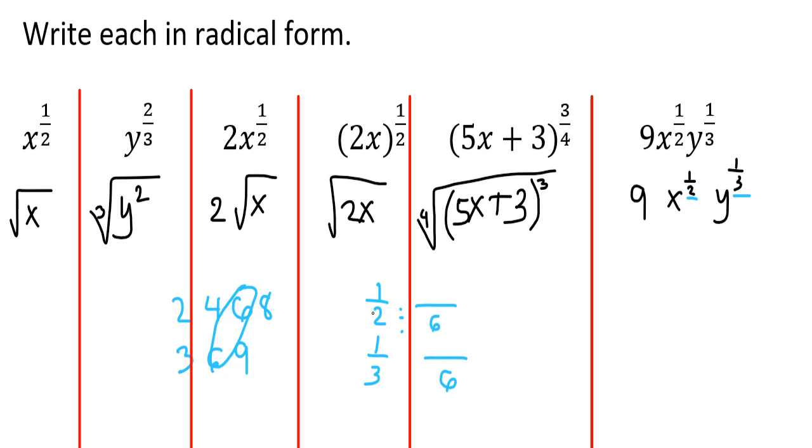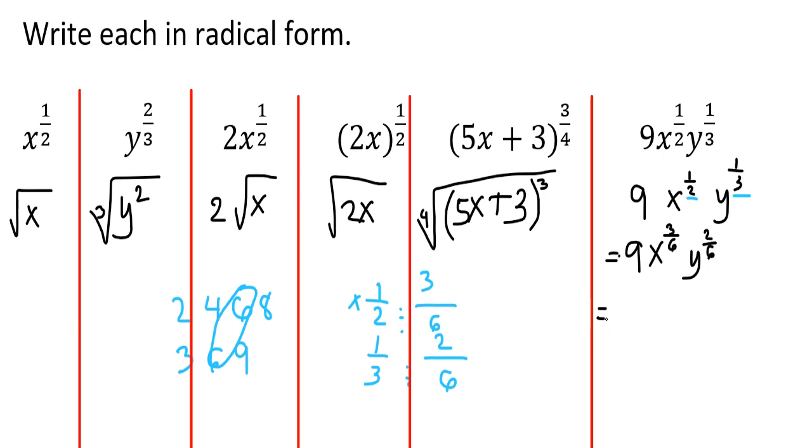6 divided by 2, that is 3. So, times 1, that is 3. So, 1/2 is equal to 3 over 6. And then 6 divided by 3, 2. Times 1, that is 2. So, 1/3 is equal to 2 over 6. So, pwede na natin isulat ito as 9, x raised to 3 over 6. And then yung y raised to 2 over 6. So, yung exponent ng dalawa ay pareho na ng denominator.